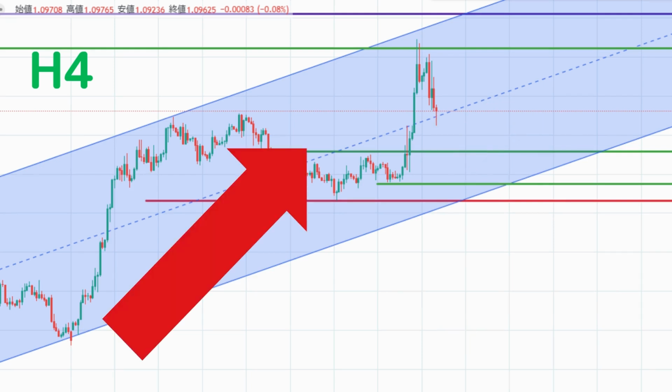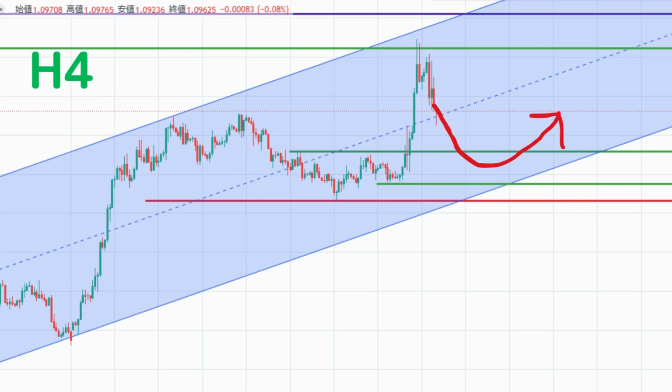To summarize, due to last week's upward move, both the daily and 4-hour charts are currently in an uptrend. So if the price drops, we should consider buying. However, if the price reaches resistance at the weekly chart level, it might be a good time to consider selling.